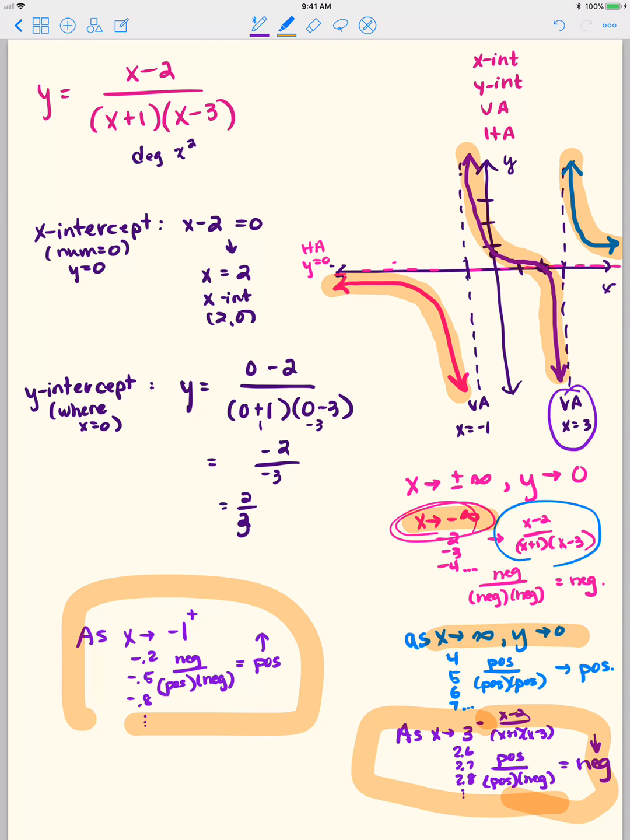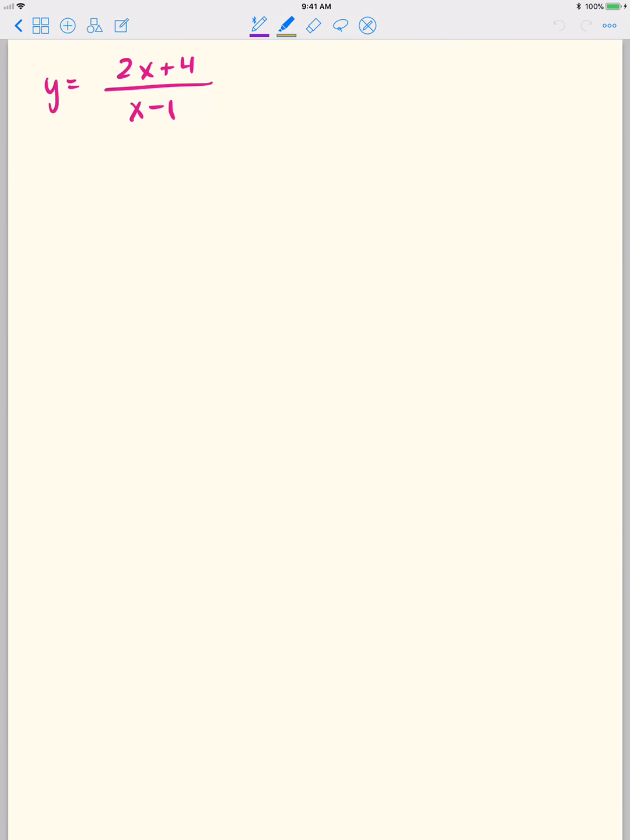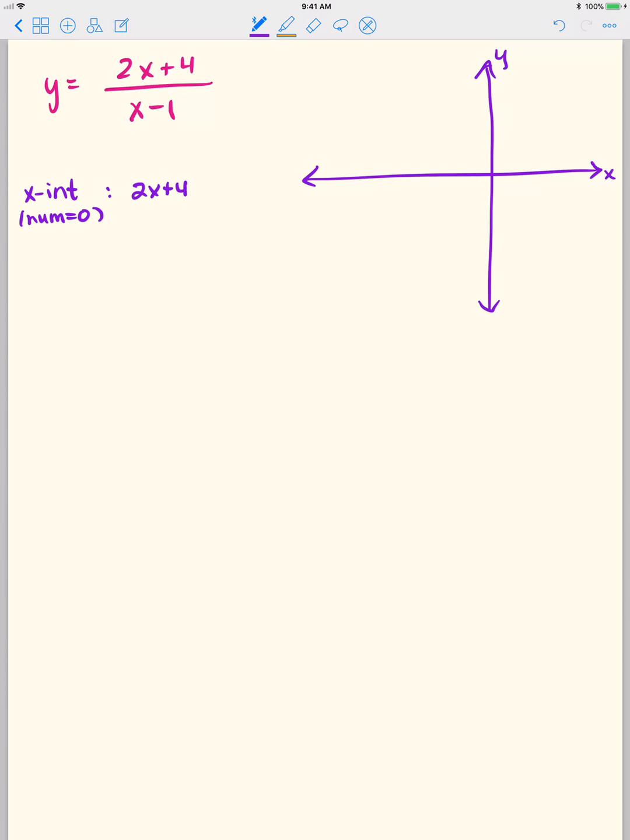Looking at another one, here's one, y equals (2x plus 4) over (x minus 1). So for this one, go ahead and get this little graph going so we can sketch as we go. Here's x, here's y. All right, so if I start with x-intercepts, for a rational function, the x-intercepts are anything that make the numerator 0. So if I set the numerator equal to 0, I get that x is -2. So I'll come to -2, plot my x-intercept.